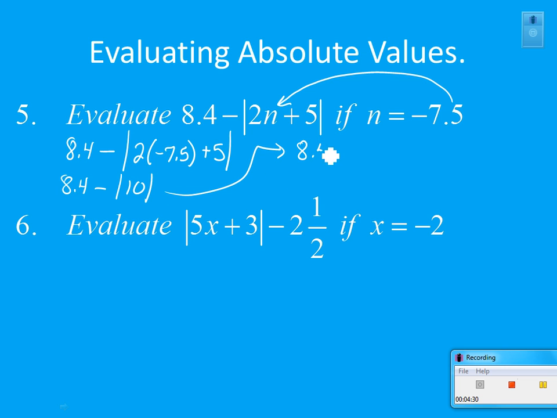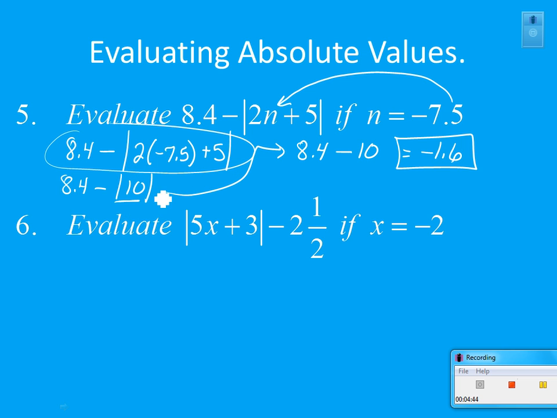I have 8.4 minus the absolute value of 10, which is 10. 8.4 minus 10 is negative 1.6. So don't try to type all this in your calculator. Simplify the absolute value part first, and then go get the answer.